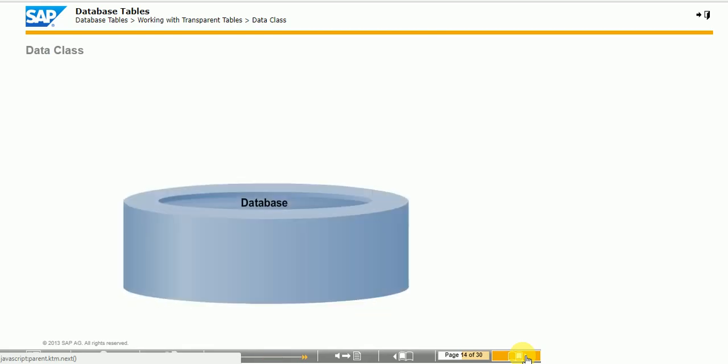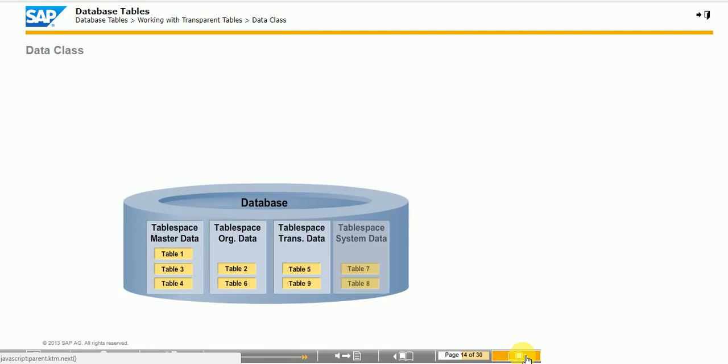The database system has different physical storage areas known as table spaces. The data class defines which table space is used for a specific table within the database system. The most important data classes are as follows.